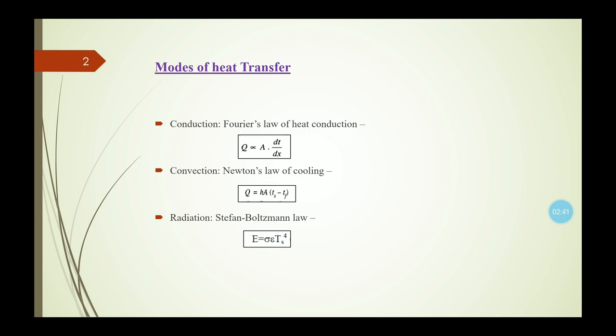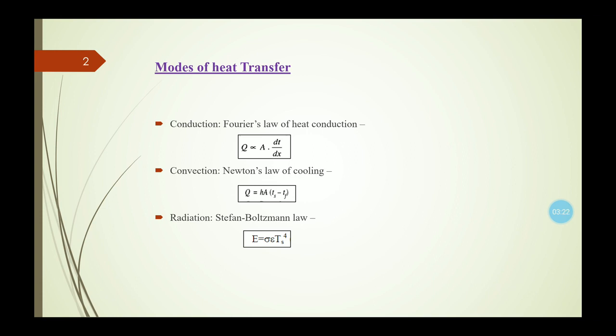Here dT is the temperature difference of the faces of a homogeneous solid block that we have considered in the diagram, and dx is the thickness of the body in the flow direction. So from Fourier's law of heat conduction, which we discussed in the last lecture, Q proportional to A dT/dx, we have one constant of proportionality, which is k, the thermal conductivity of the body. Now the mathematical representation changes to Q equals minus k A dT/dx.